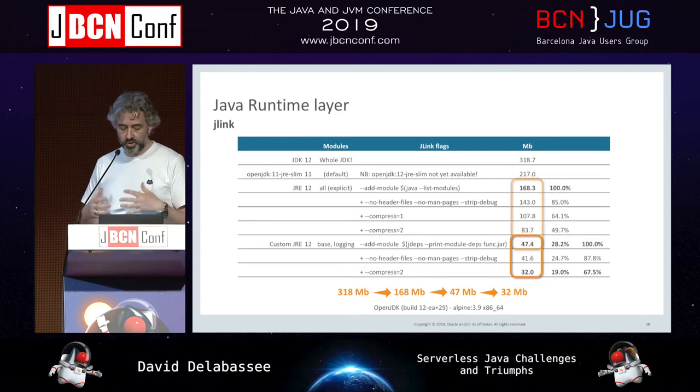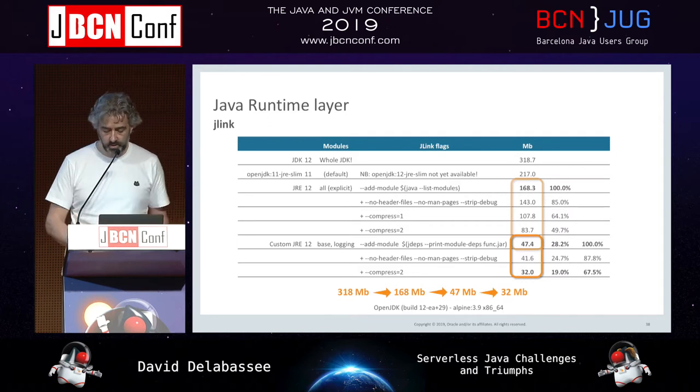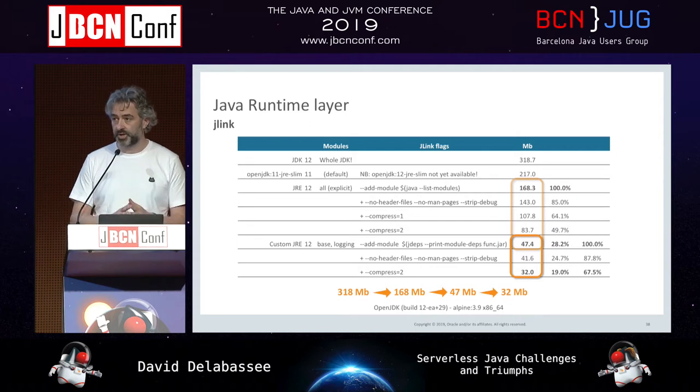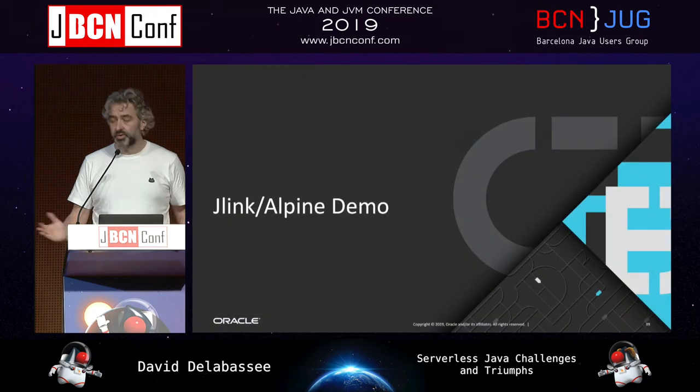And my observation shows that it's better to not compress stuff at this stage. We have a very lightweight image anyway. 41 megabytes is super light for a JRE that runs our serverless Java function. So let's have a look at how it works in FN.